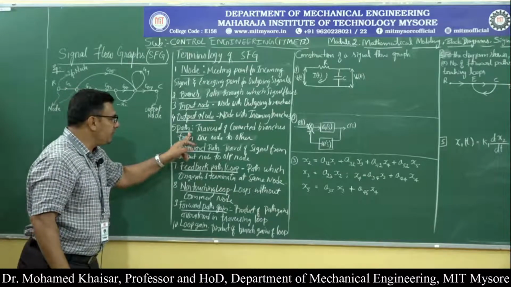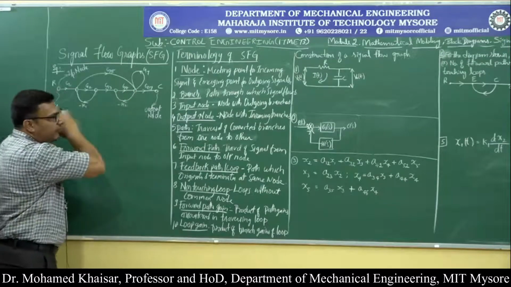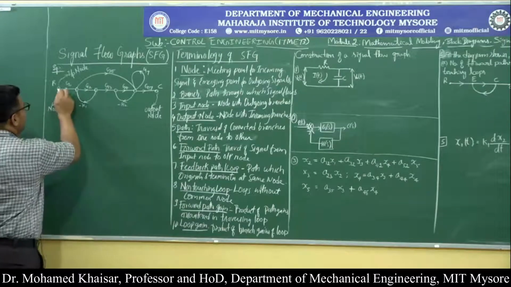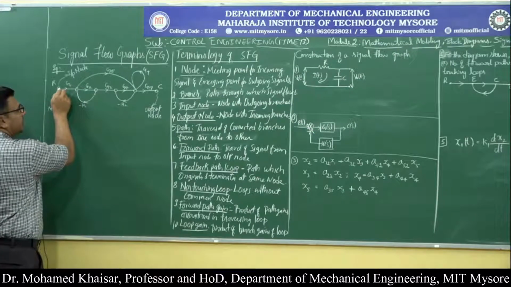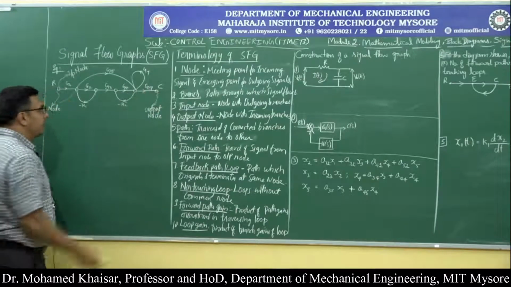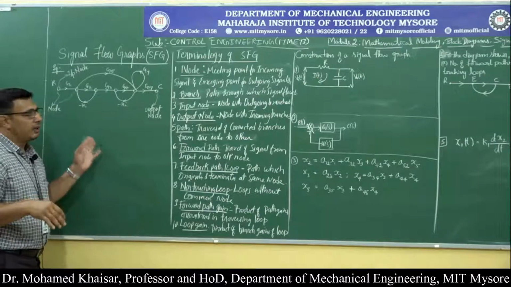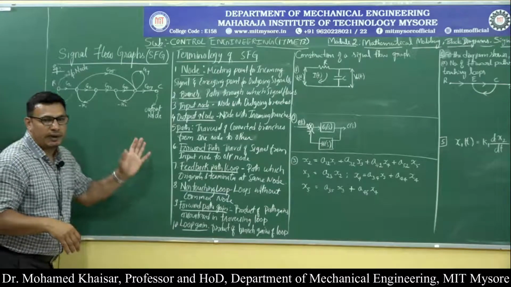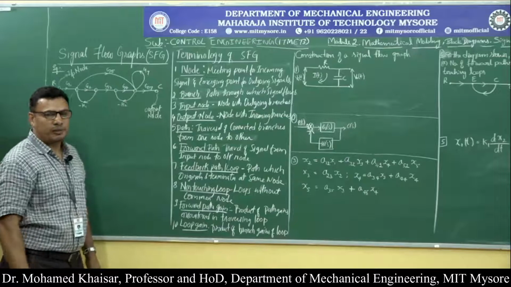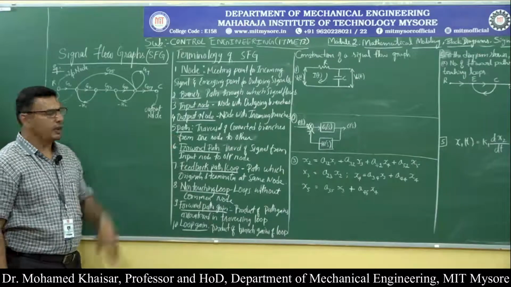Then path. What is a path? A path is nothing but the travel of the signal between the various nodes. If you just see, this is a path. The signal has started at this node, gone to this node, then to this node, then to this node, then to this node. It is not just in the forward direction. You cannot universally address a path as movement only in the forward direction. Even if it is moving in the reverse direction, that is also a path. So a path is nothing but the travel of the signal from one node to the other.